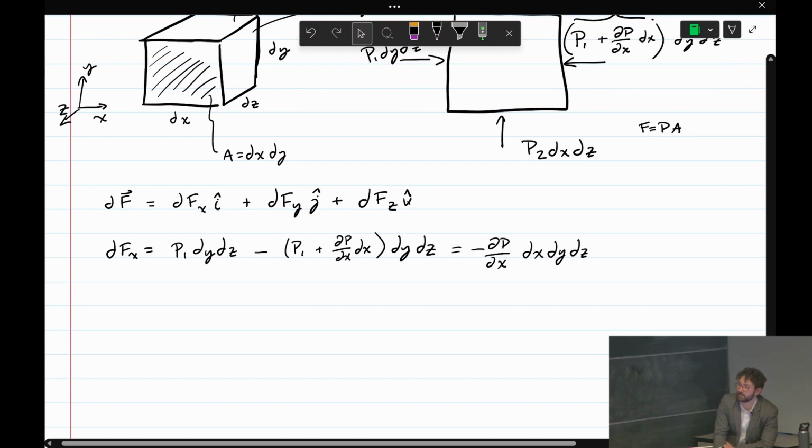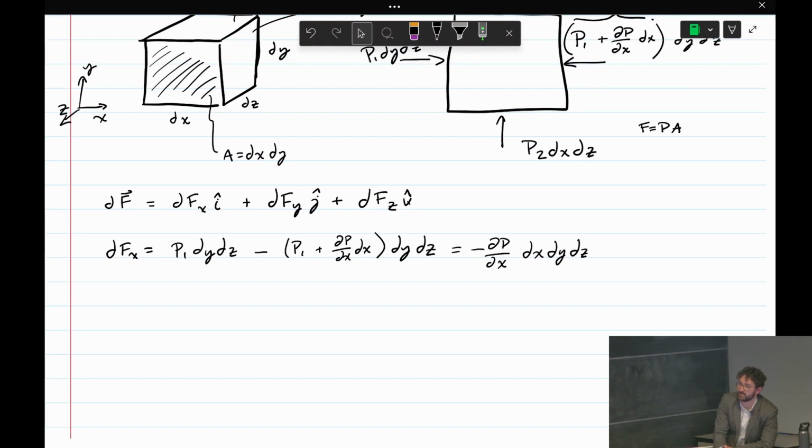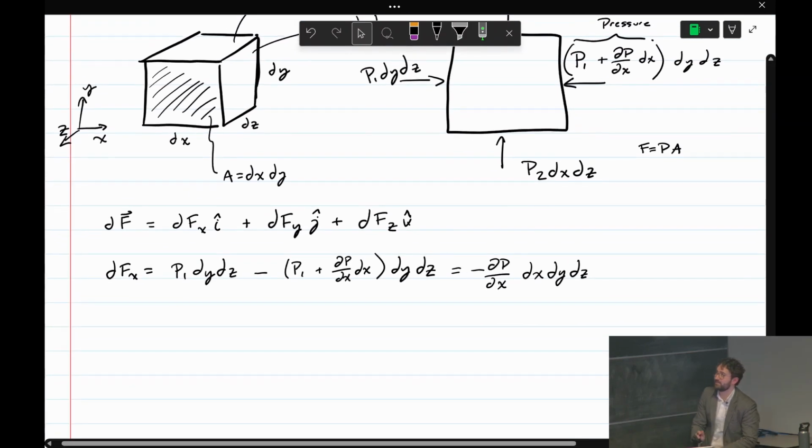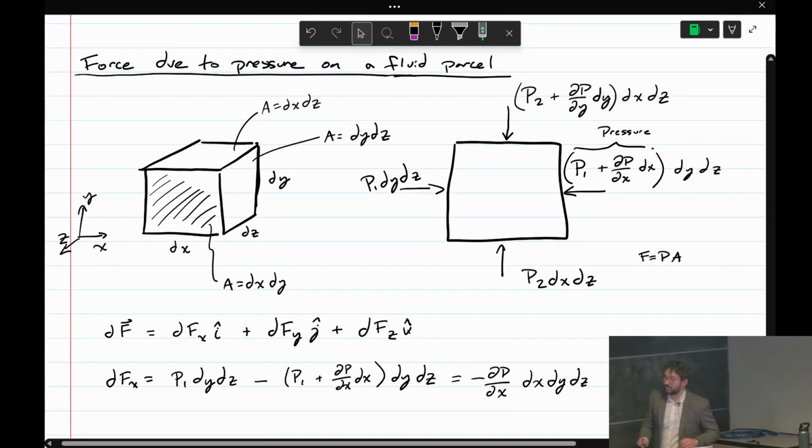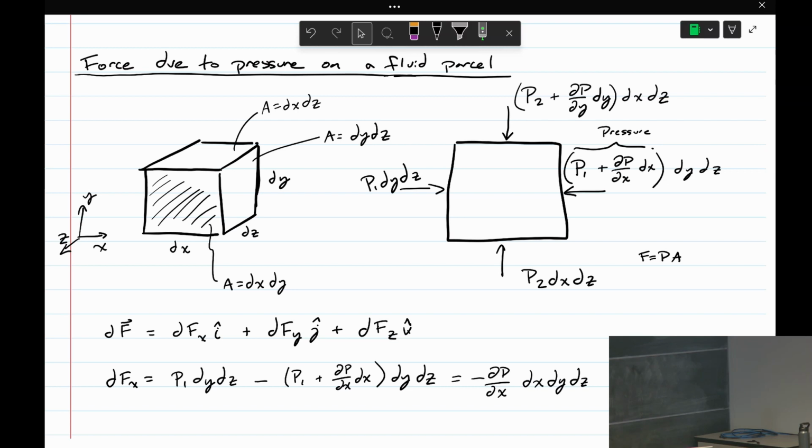Have I lost anyone with the force summation there? Just the x direction forces? I'm just adding these two arrows together. So this one minus this one. That's all that is. Okay? Same thing in the y direction.